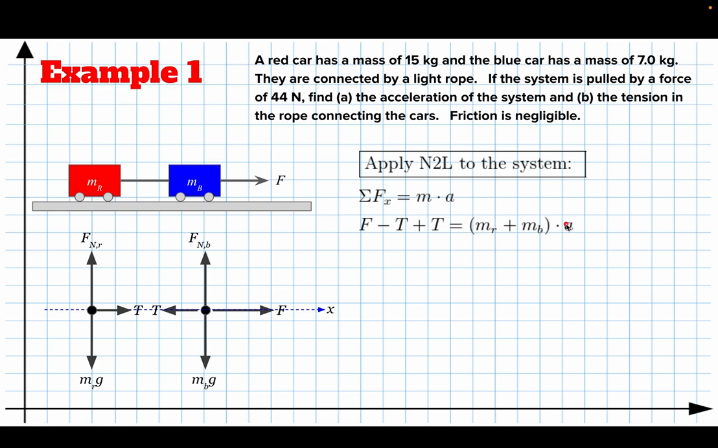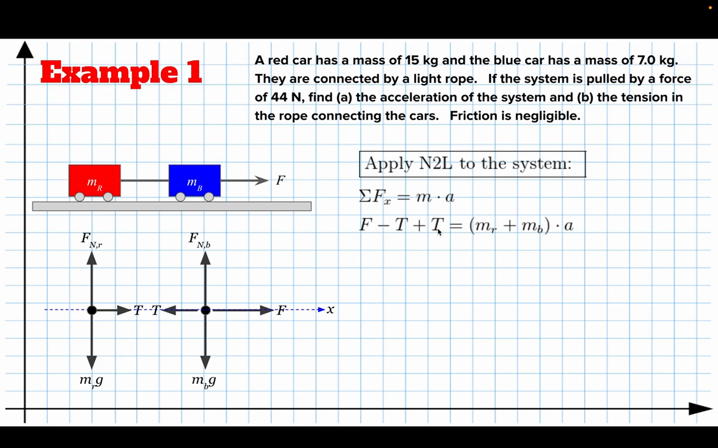So what I've done is I've applied Newton's law to my whole system of cars here. Okay? This normal force cancels that weight. This normal force cancels that weight. So in the x direction, we have this. Because these are internal forces, they do not affect the motion of the system. So if these two cars were glued together, we would get the exact same acceleration.